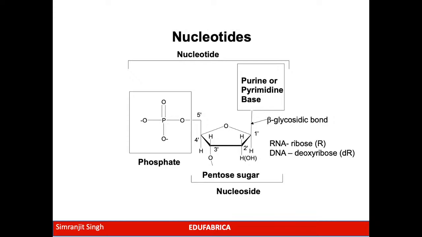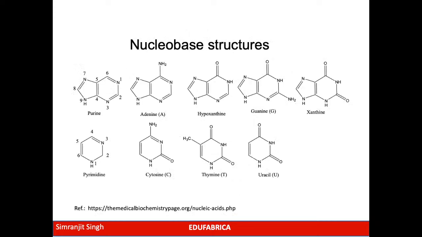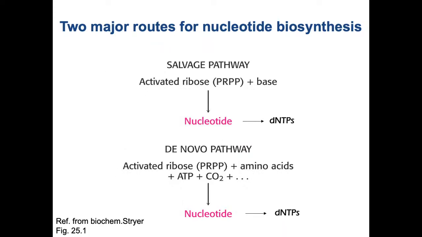This is a typical structure of a nucleotide, including phosphate, pentose sugar, and a purine or pyrimidine base. And these are various nucleobase structures. Purines include adenine, guanine, xanthine, hypoxanthine, and the pyrimidines include cytosine, thymine, and uracil. So there are two major routes for nucleotide biosynthesis: one is the salvage pathway, another is the de novo pathway. The salvage pathway uses activated ribose like PRPP plus base to give rise to nucleotide, and then dNTPs could be made. In the de novo pathway, you have activated ribose plus amino acids plus ATP plus carbon dioxide, giving nucleotides like dNTPs.